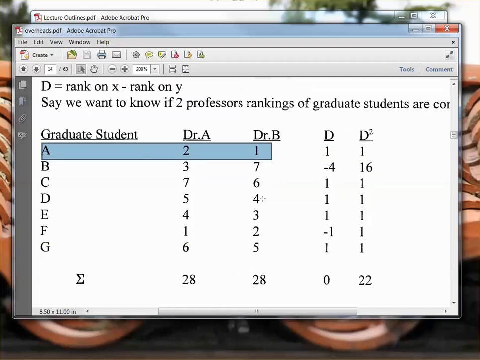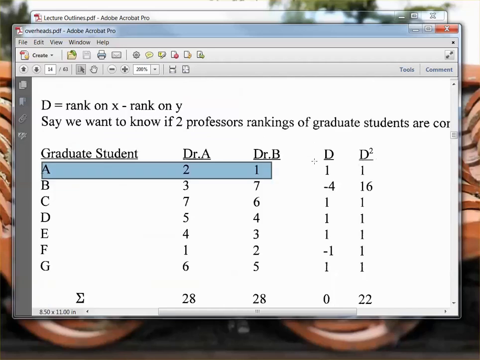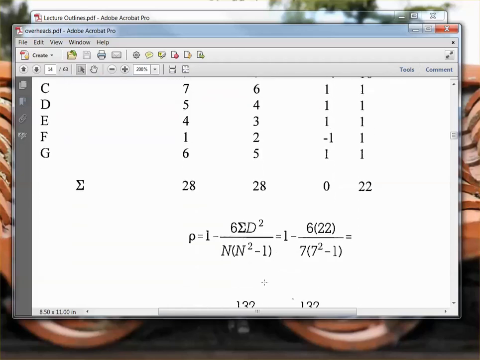All the way down, okay? And you can see I just summed this up for you. So if you sum D, you're going to get 0, right? So that's why we square it and put it into the formula. So we're going to have to square D, so 1 squared, minus 4 squared, and so on. Get rid of those negatives, right? So now we just plug into the formula.